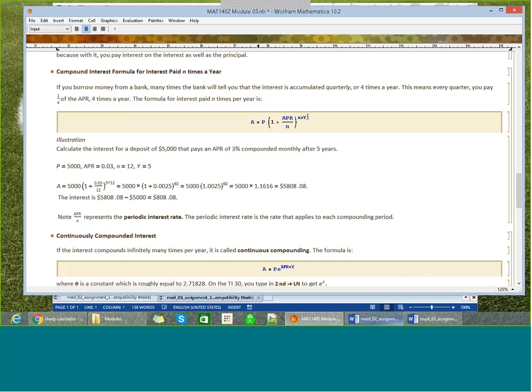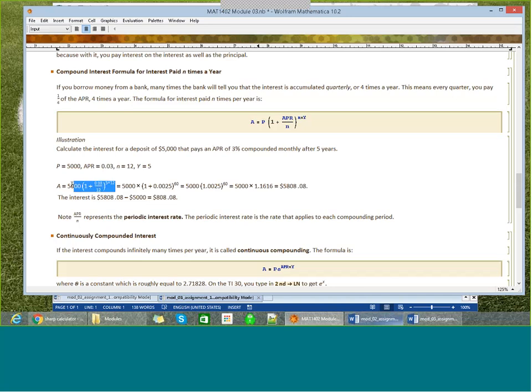For example, if you want to calculate the accumulated value of a deposit of $5,000 that pays an APR of 3% compounded monthly, what's the accumulated value after 5 years? In this case, the P will be 5,000. APR is 3%, so you have to change that to a decimal, 0.03. It's monthly, so it's 12 times a year, and after 5 years, the Y is going to be 5.